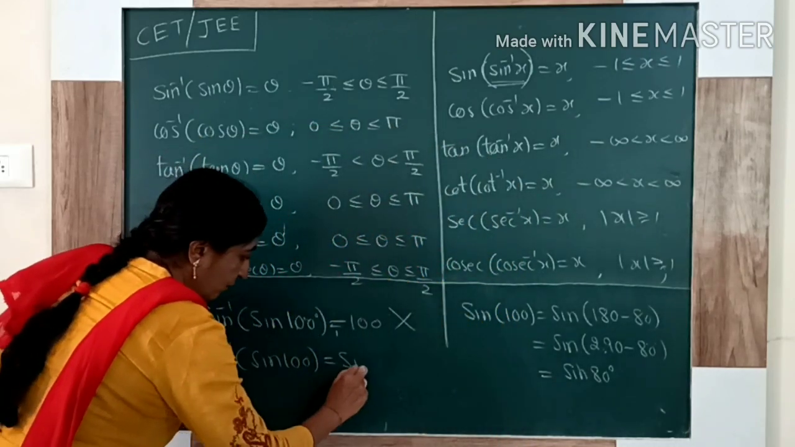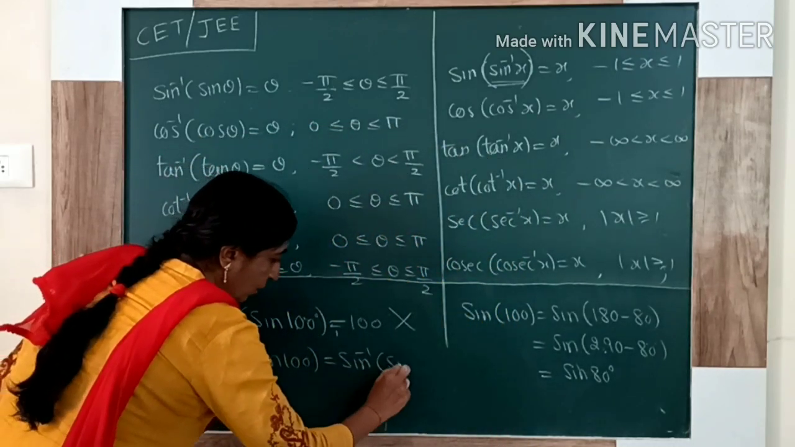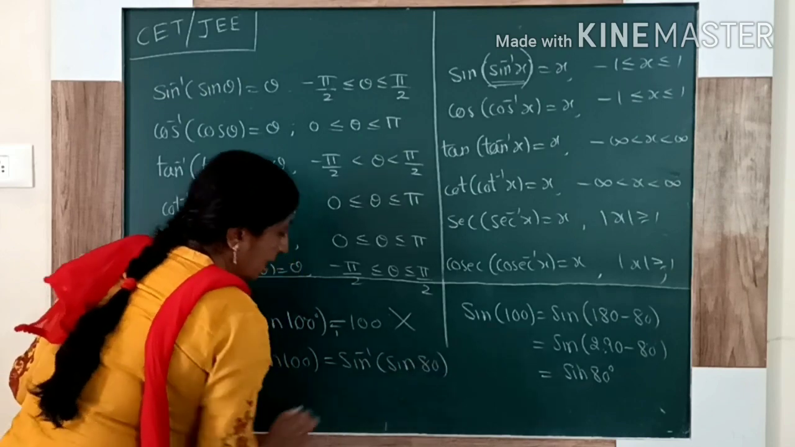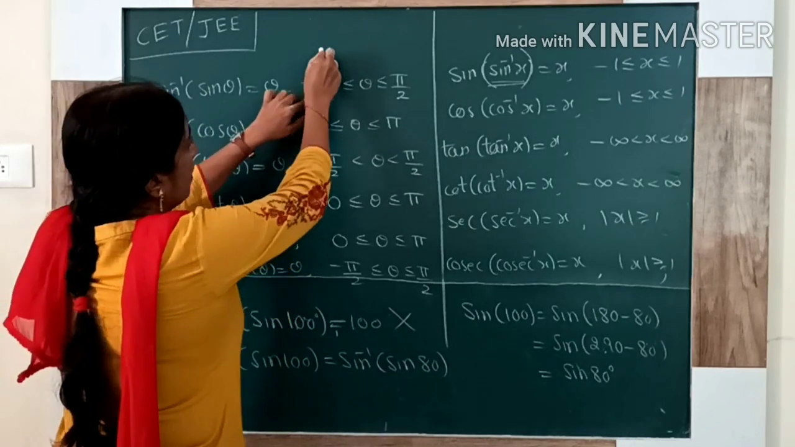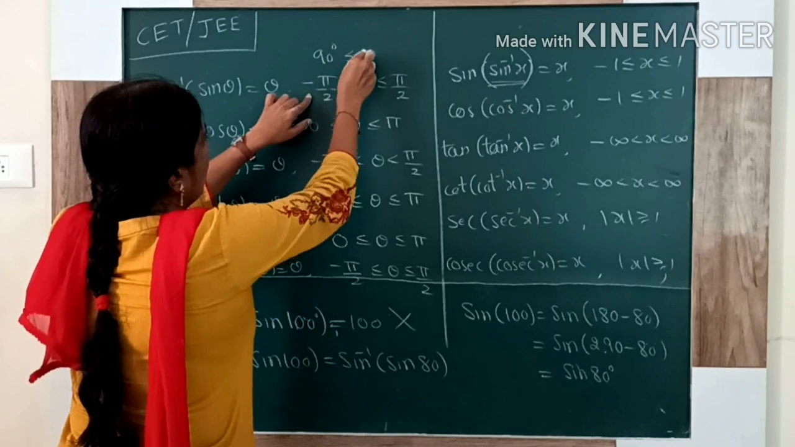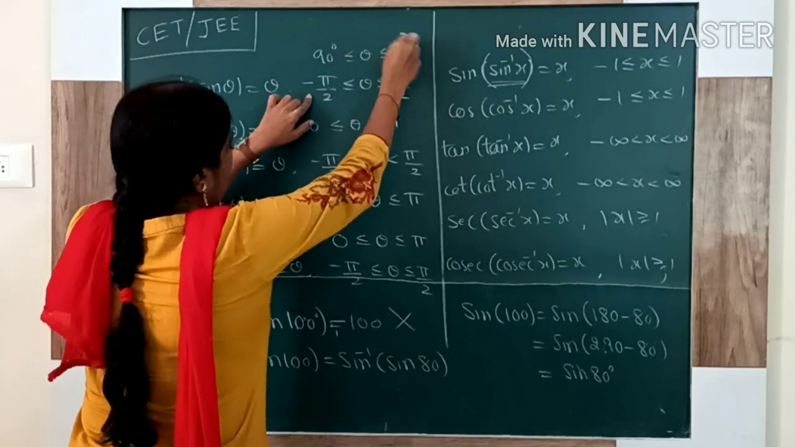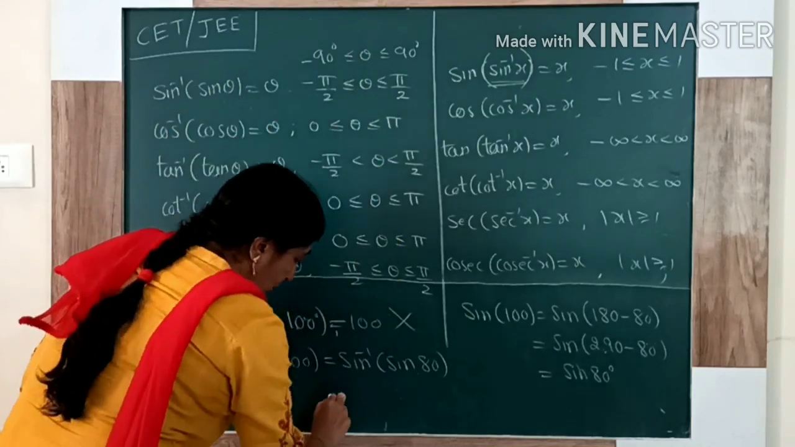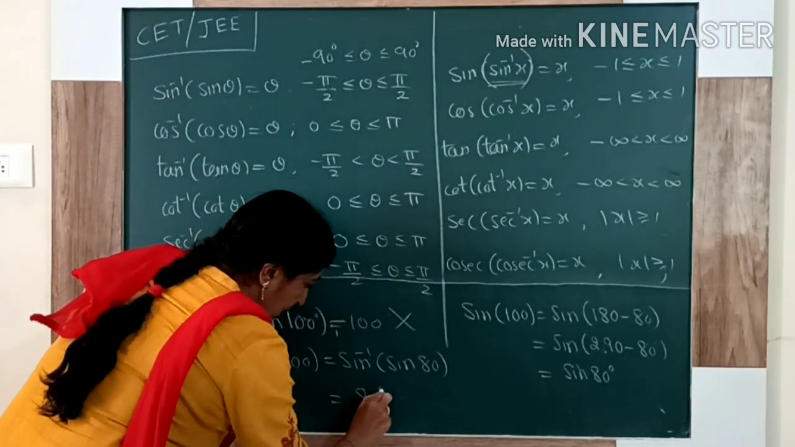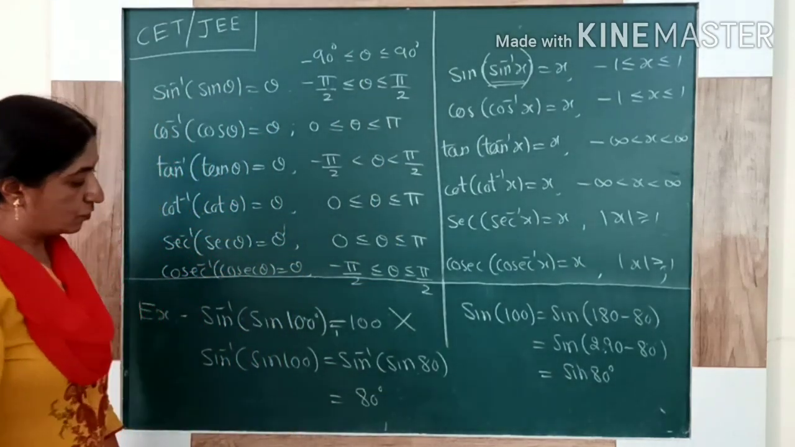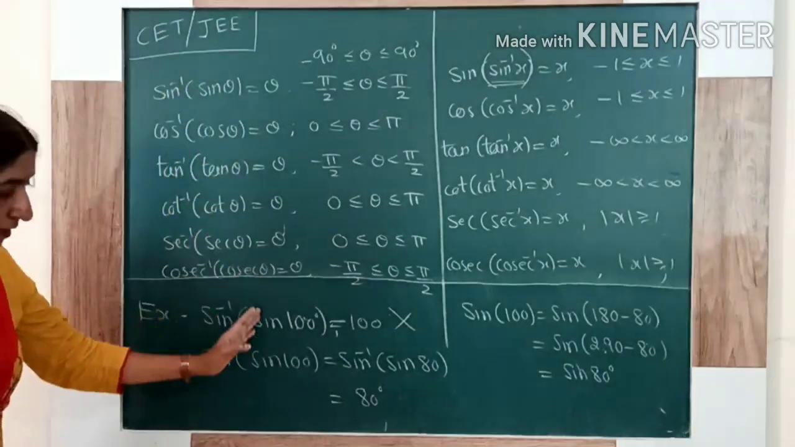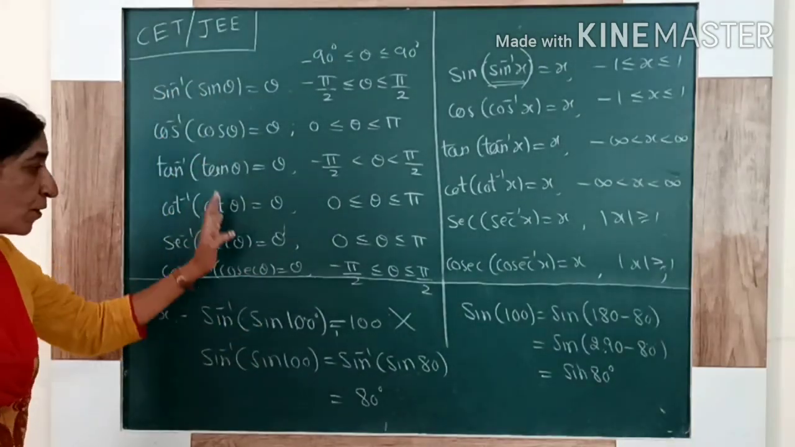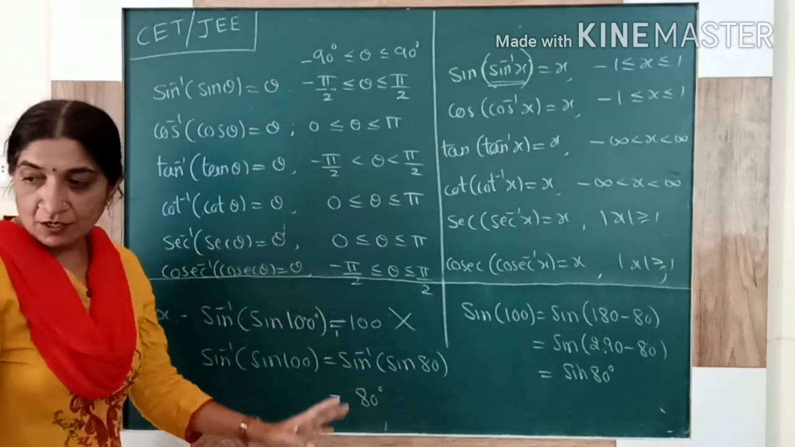Now the given problem will be done as sine inverse of sine 80 degree. See, now it is in between minus 90 to plus 90, so you can write this as 80 degree. See students, like this we are applying these formulas. These are very important for theory as well as competitive exams.